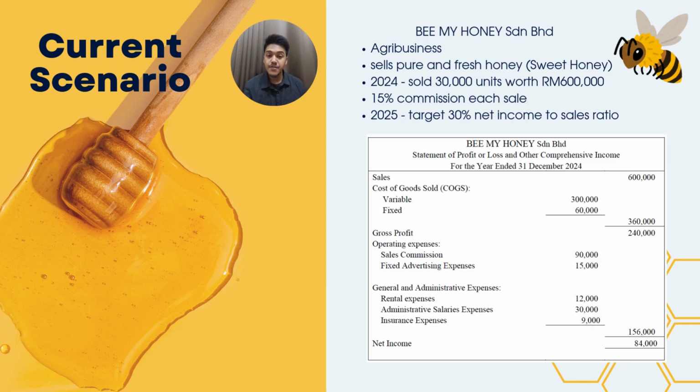The statement of profit or loss for 2024 reveals a net income of 84,000 ringgit. The breakdown of sales costs and expenses is detailed in the table, which you can refer to as shown. For 2025, the company aims to achieve a net income to sales ratio of 30%. This requires evaluating and implementing new strategies to optimize costs and improve profitability. Our task is to analyze the situation and propose actionable solutions.